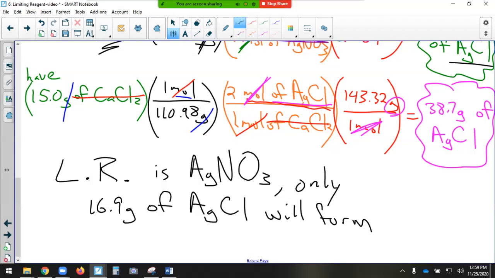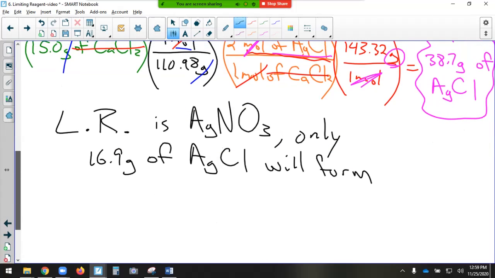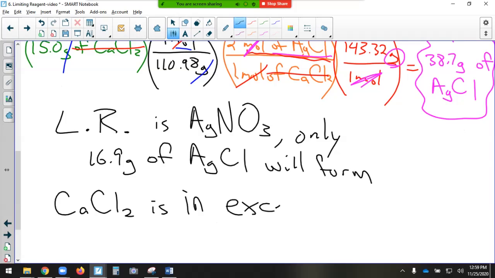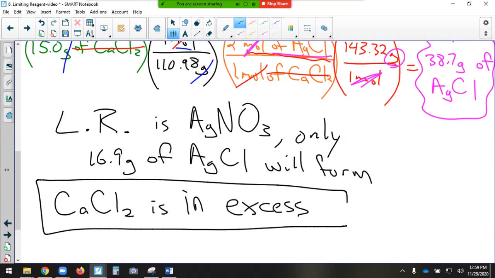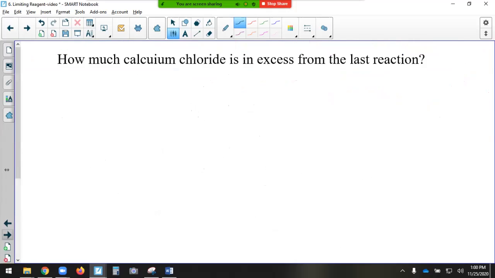So that also means calcium chloride is in excess. Let's determine how much calcium chloride is actually left over, and hopefully we can do this in just a few minutes. I'm going to flip to the next page for that because I think this page is getting too long. So how much calcium chloride is in excess? That is my very last one.